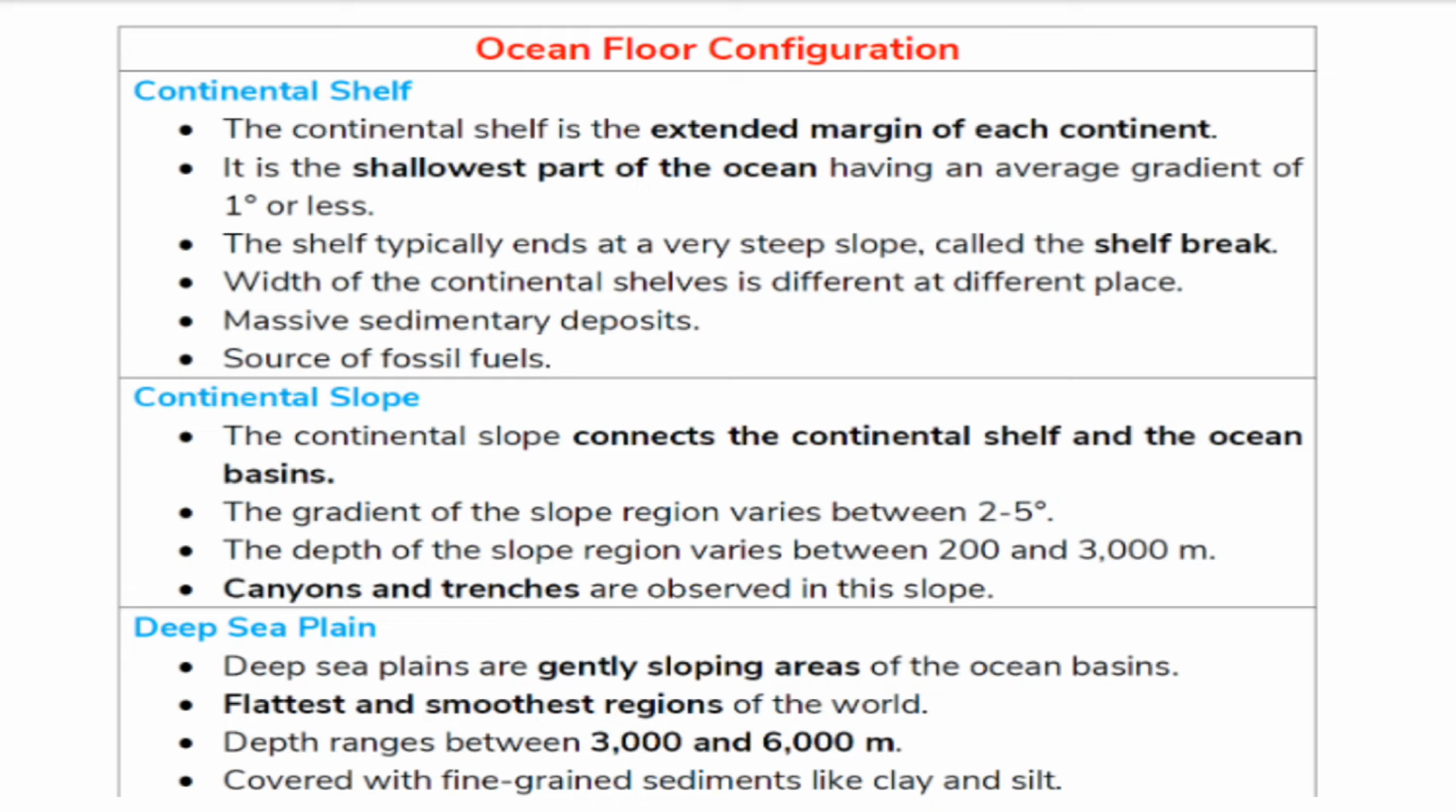Width of the continental shelves is different at different places. Massive sedimentary deposits. Source of fossil fuels.